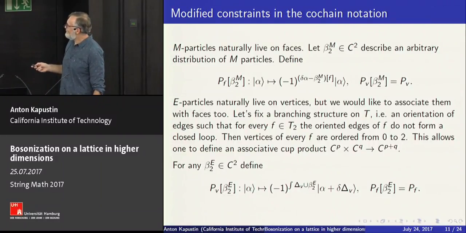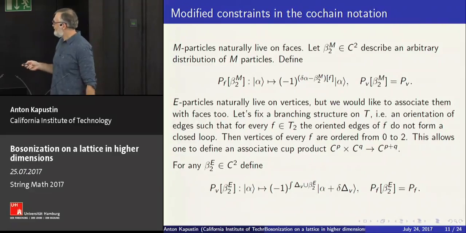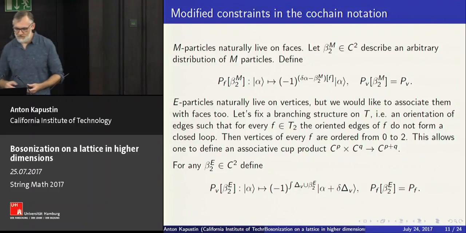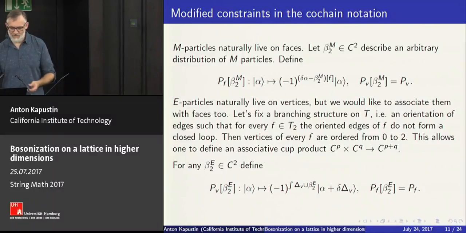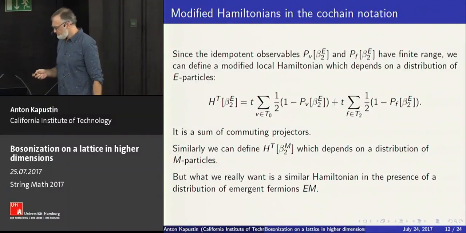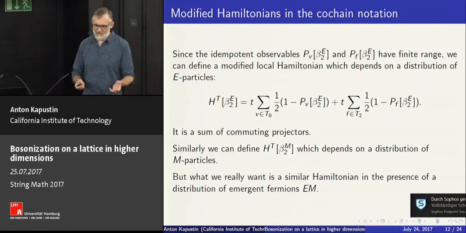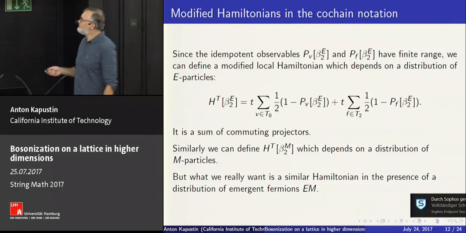Okay, so I define these. Again, when I have electric particles, I modify the constraints, but now they're different. Now it's the vertex constraint which is modified. The usual one is simply that alpha gets transformed by a gauge transformation, by a coboundary, but now it's also multiplied by some factor. And beta_2 describes the distribution of E particles. Now I don't modify the face constraint. So that's how you introduce some distribution of E particles. Then I can write down this modified Hamiltonian, which forces you to have either E particles or M particles in particular positions.